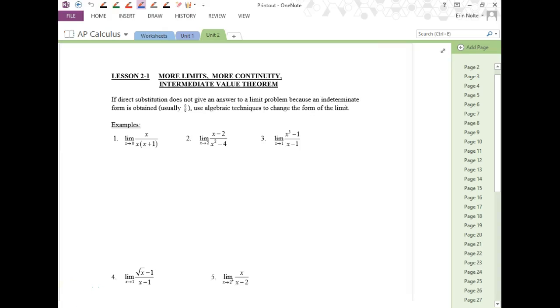All right, so for these particular limits, we're going to start with direct substitution. And then depending on what you get out, that might tell us that we have to do some more work. So if we do direct substitution and we plug the limit into number 1, what would we get?